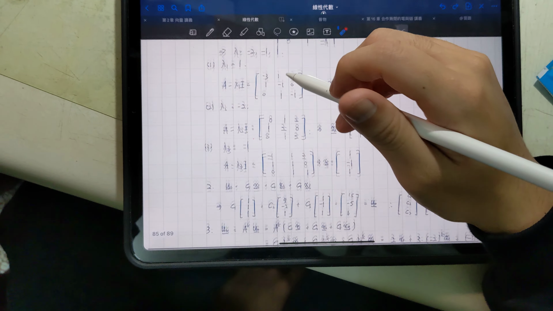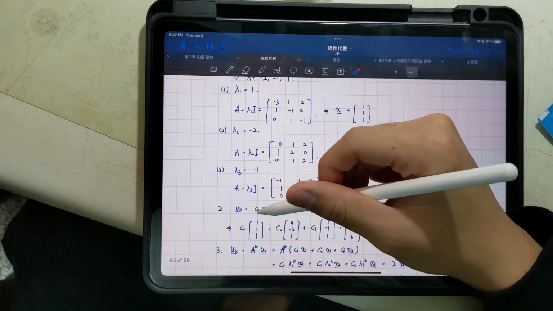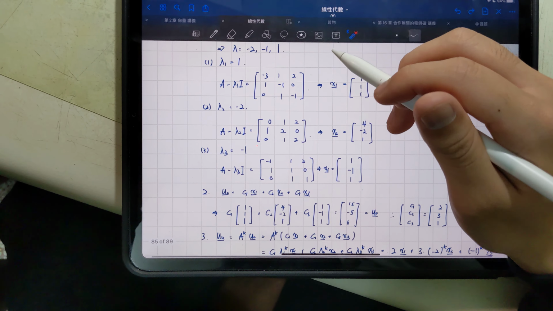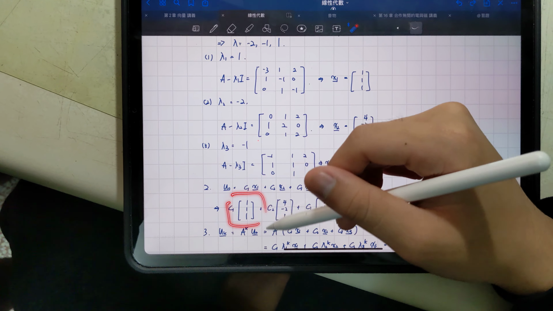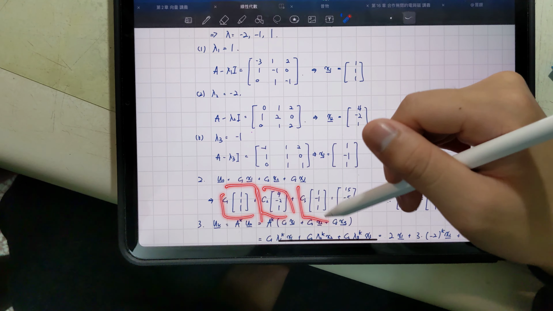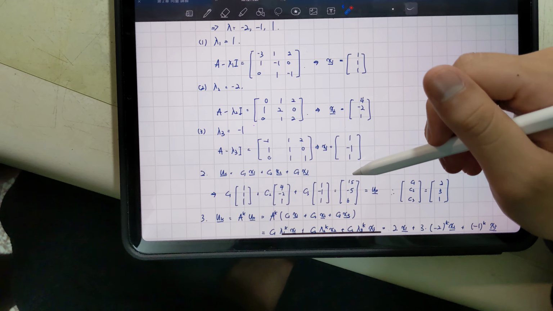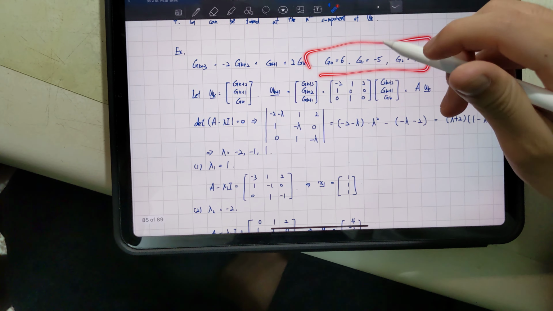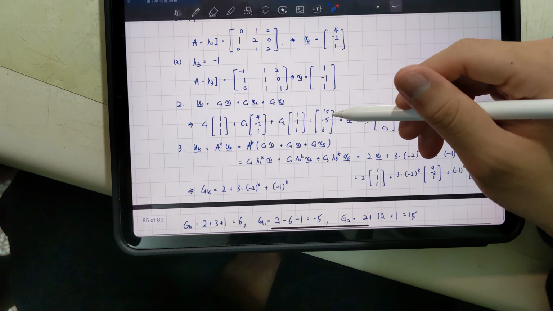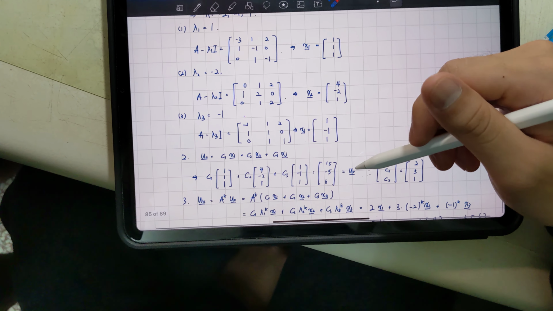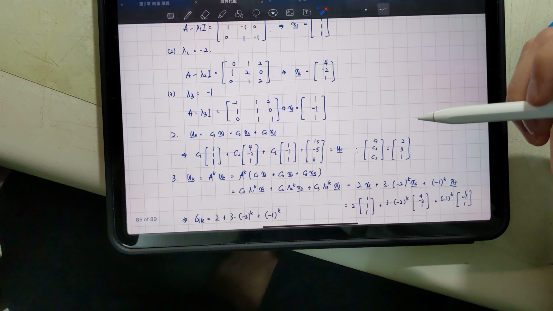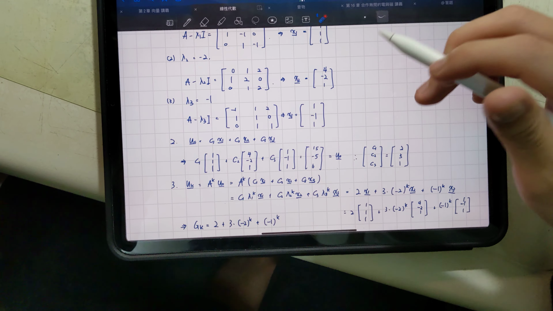So u0 can be represented by c1 x1 plus c2 x2 plus c3 x3, and it needs to equal the initial conditions, these three numbers: 15, negative 5, and 6, which equals u0. By solving this equation, we get c1, c2, c3 equal to 2, 3, and 1.